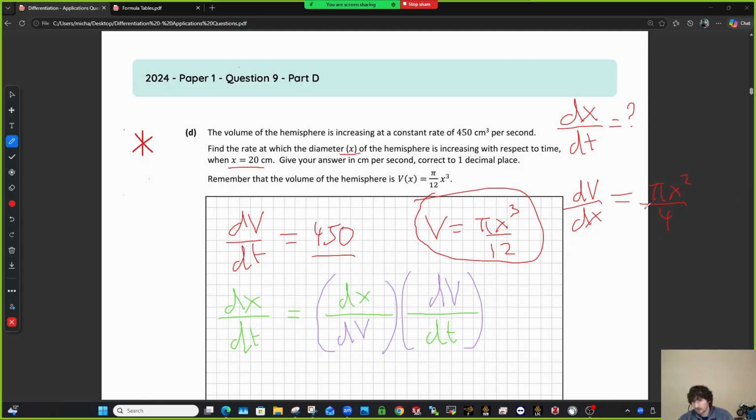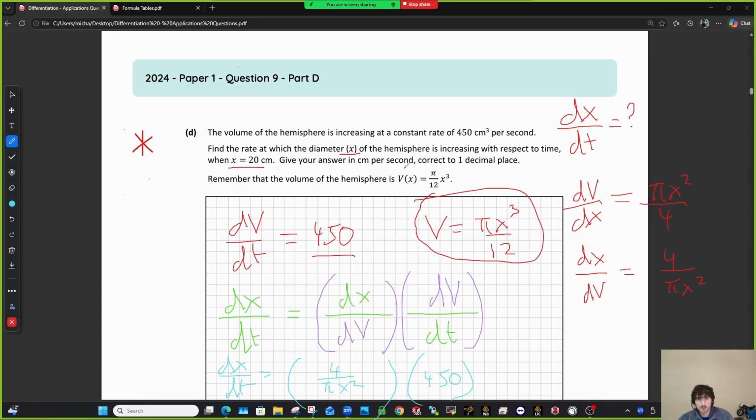Now, if we know dV/dx, we can very easily write dx/dV. You just flip both sides. So then it's 4 over pi x squared. Okay, so that's it. That's all you do. That's your answer. So you just sub them in now. So dx/dt, subbing the two things in here in the two brackets. dx/dV was 4 over pi x squared, multiplied by dV/dt, which was 450.